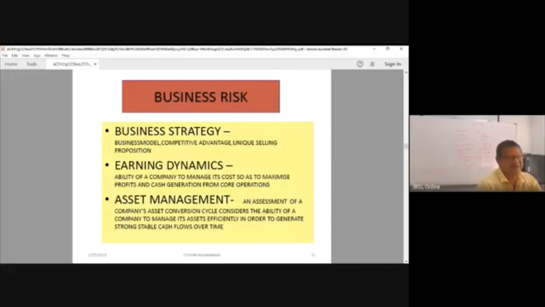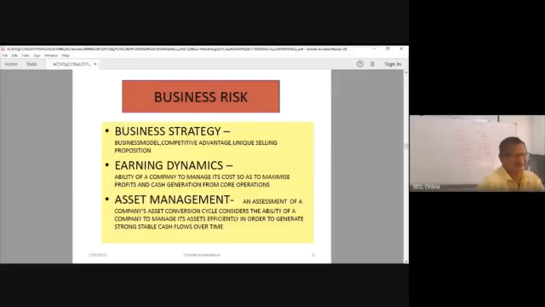So business risk, mainly the strategy. So you need to ask the companies you go to lend to, what is your USP? What is the advantage you have over your competitors? What is your business model? Can we have a profile of your company to see what is your market share in the same type of industry?